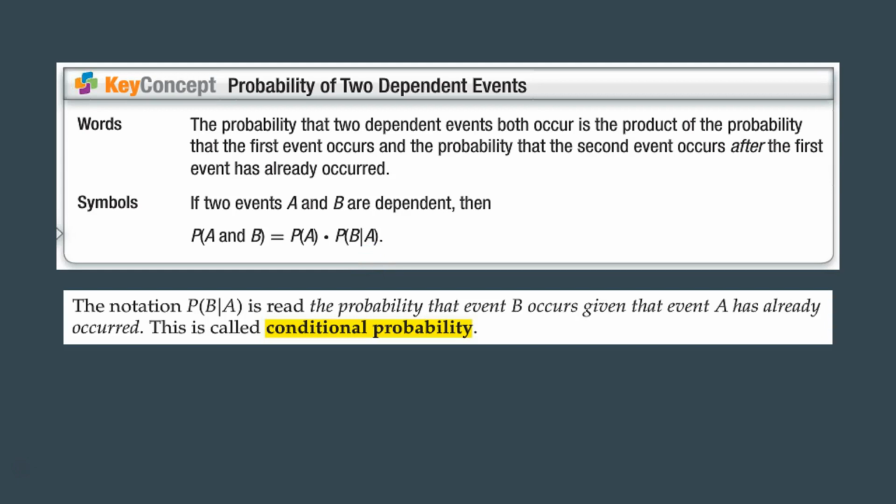Alright, so let's go over the probability of two dependent events. If two events A and B are dependent, then the probability of A and B is equal to the probability of A times, as you can see here, this is how we're going to say it, the probability that event B occurs given that A has already occurred. And this is known as conditional probability.